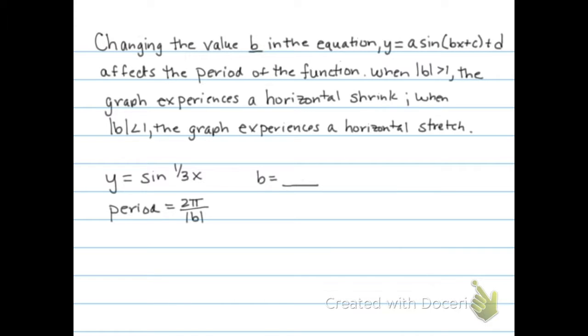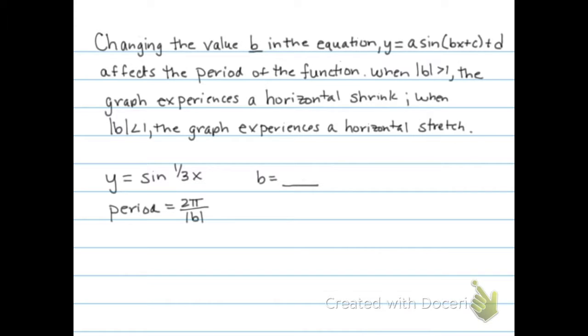Alright, changing the value of b in the equation y equals a sine of bx plus c plus d affects the period of the function. When the absolute value of b is greater than 1, the graph experiences a horizontal shrink. When the absolute value of b is less than 1, the graph experiences a horizontal stretch.